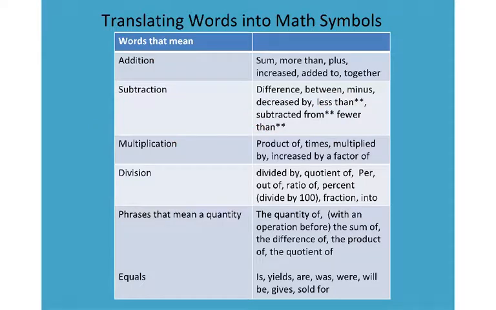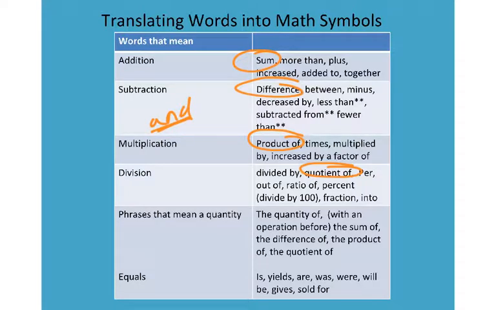We have the sum of, the difference of, the product of, or the quotient of. If you have one of those 4 phrases, whatever you're taking the sum, difference, product, or quotient of comes after the phrase. And the word and actually joins the two things you're working with, whatever that operation is.